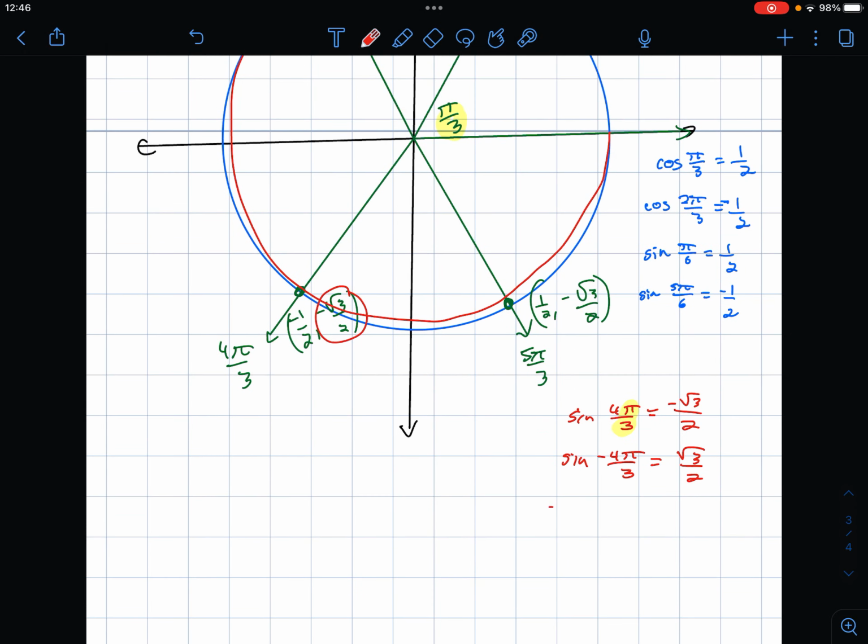Do one more. Let's say cosine of 5 pi/3. And so my reference angle is obviously pi/3. Cosine is the x-coordinate. We're in quadrant 4, so it is just positive 1/2. So this is how we can apply that.